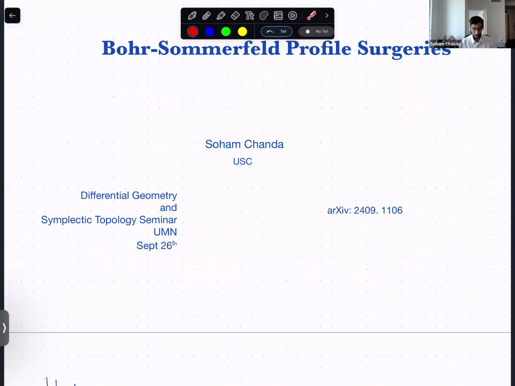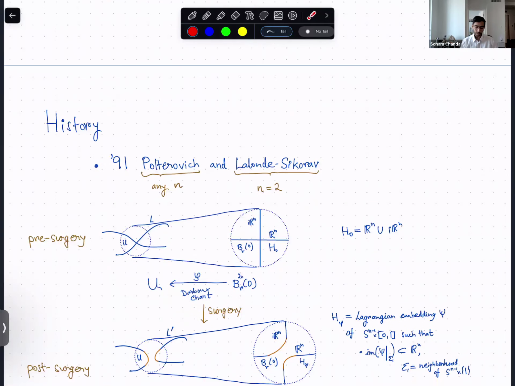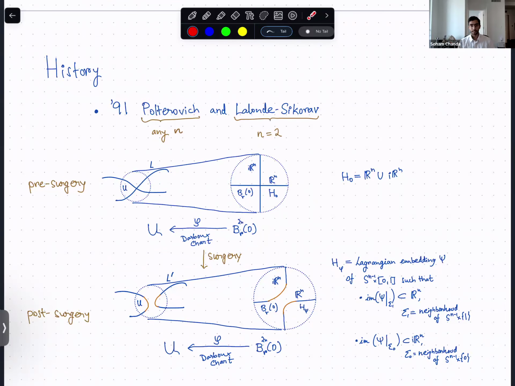All right, let's start with some history. If you want to see the history of Lagrangian surgery, you can trace it back to Polterovich in '91. Actually, Lalonde and Sikorav also did it simultaneously, but they did it only for Lagrangian surfaces, whereas Polterovich did it for any Lagrangian. So I think that's why we call it Polterovich surgery in our literature now. So I'll start with the construction quickly.